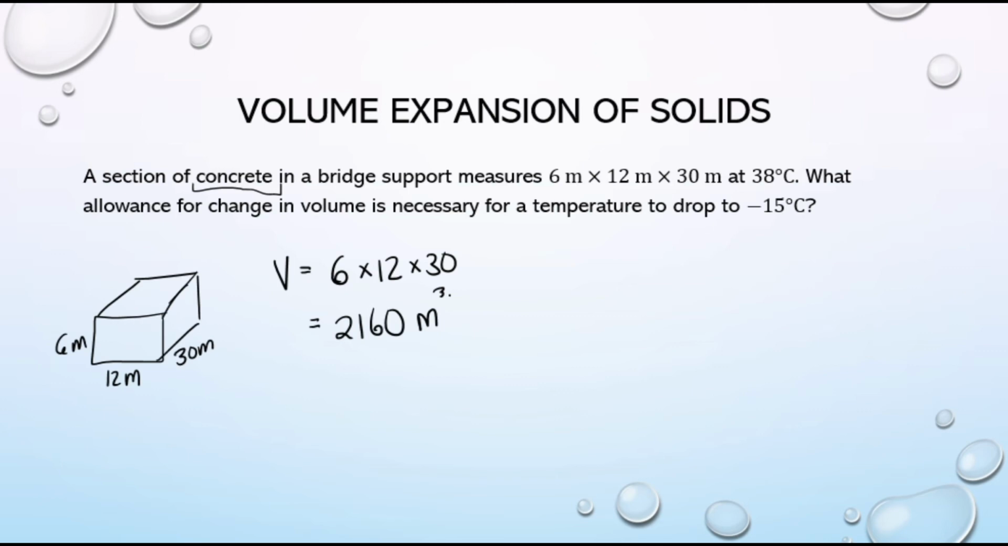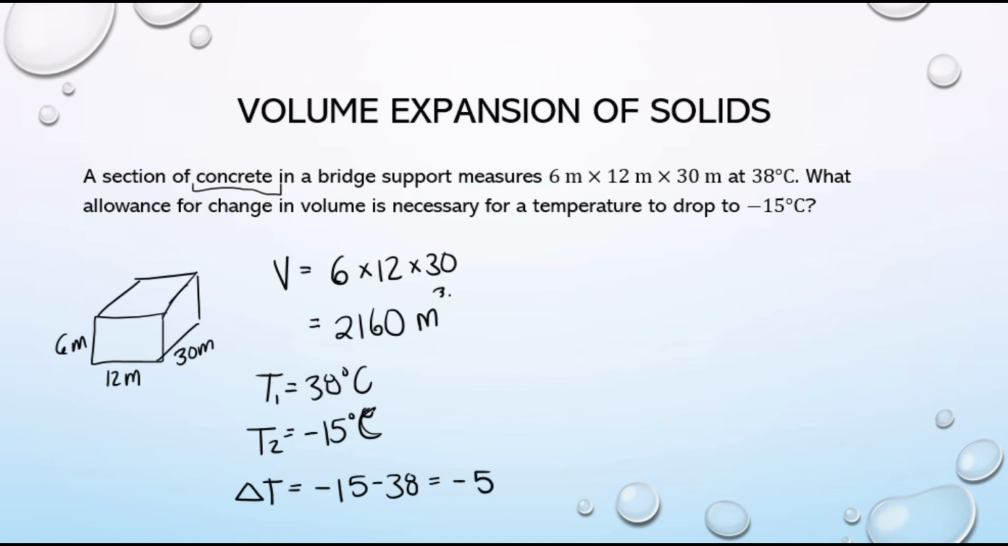All right, what else do we see? We see that our original temperature was a hot day, 38 degrees Celsius, but it sometimes turns to winter and it goes down to minus 15 degrees Celsius. So if we want to know the change in temperature, T2 minus T1, this will tell us that we are contracting as well, negative 53 degrees Celsius. What else can I figure out? I know that the coefficient of linear expansion for concrete in metric from my formula sheet is 1.1 times 10 to the negative 5 per degrees Celsius.